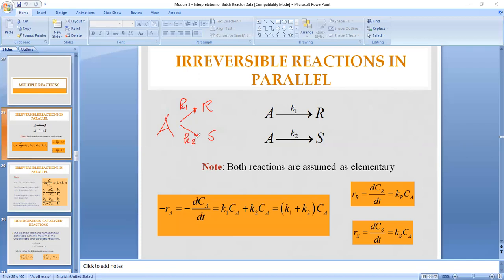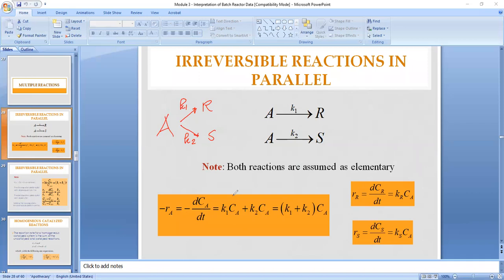Now we view the separate reactions that are simultaneous to be elementary. That's our primary assumption. And we write the net rate equation based on component A in this manner. So we account for the manner in which A is being consumed in the first and in the second reaction.